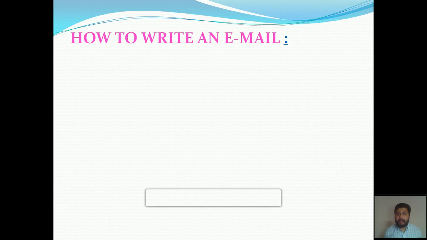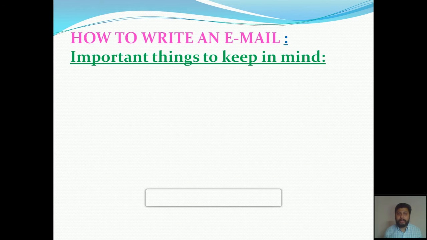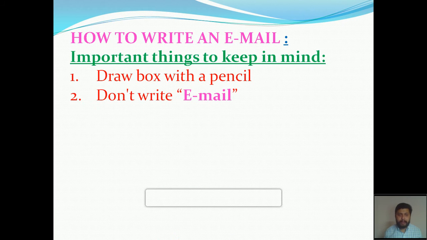How to write an email. Important things to keep in mind while we draft an email. Draw a box with a pencil. Of course, when you write an email in your answer sheet, you have to draw a box with a pencil, and please don't write "email" as the title. Some people are writing email as the title. You can avoid writing email as the title. So please don't write it.